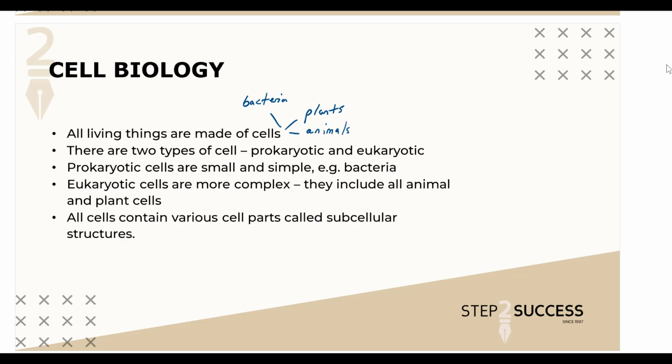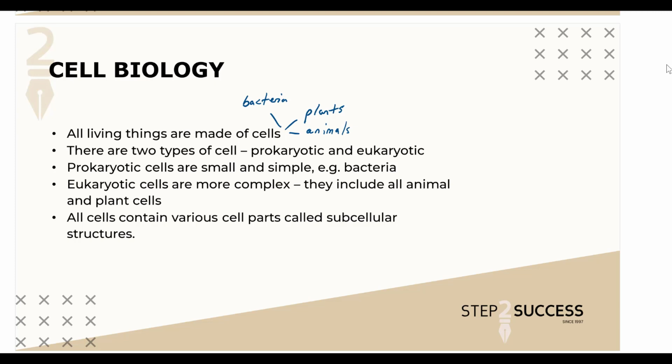Broadly, the cells fall into two main categories. There's prokaryotic and eukaryotic. We'll start with prokaryotic because it's a little bit easier. They are small and simple cells. Bacteria is the only example of prokaryotic cells that you really need to know about. They are single-celled organisms, so the entirety of one bacteria is one cell.